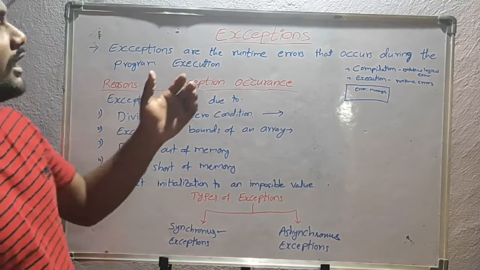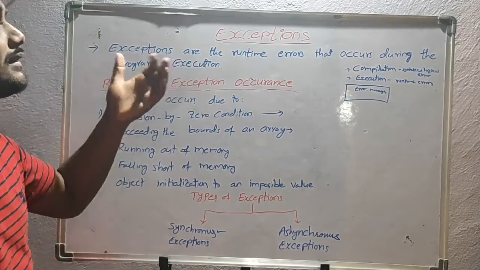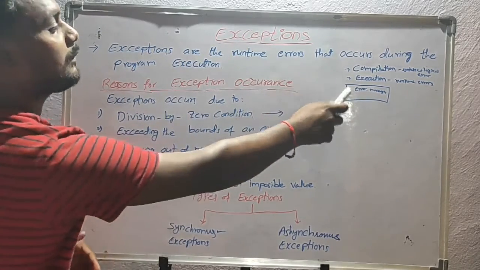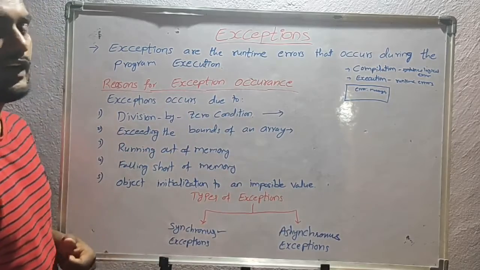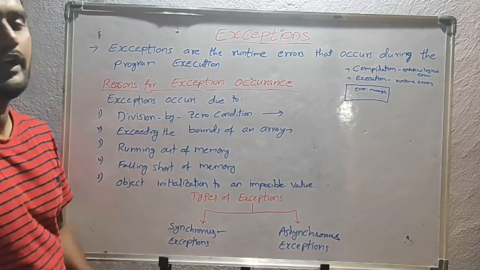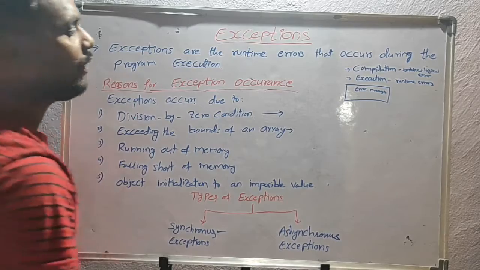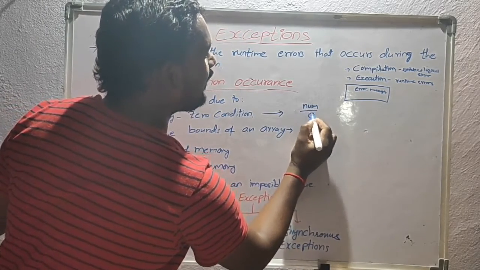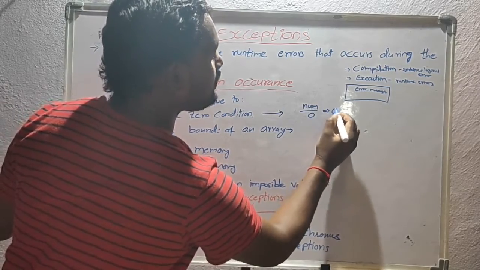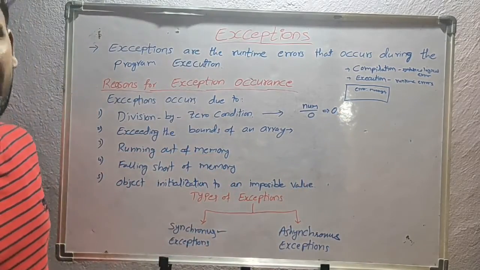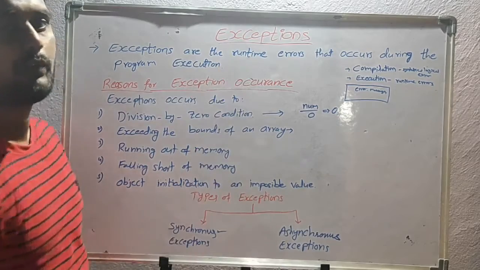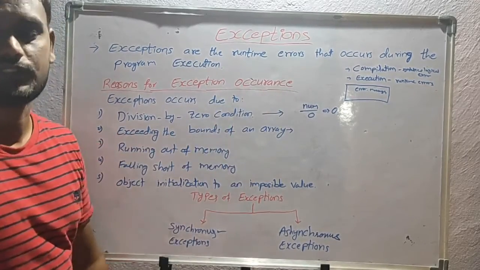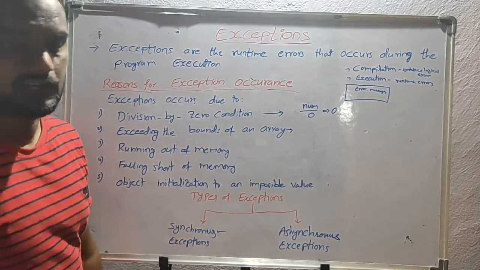And what are the reasons for the occurrence of exceptions? What are the reasons for these types of errors? Here, mainly, is the division by zero condition. Any number divided by 0 has no value, there is no value for division by 0. That's why this can lead to exceptions, to runtime errors.